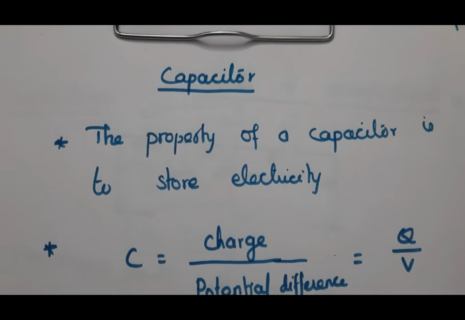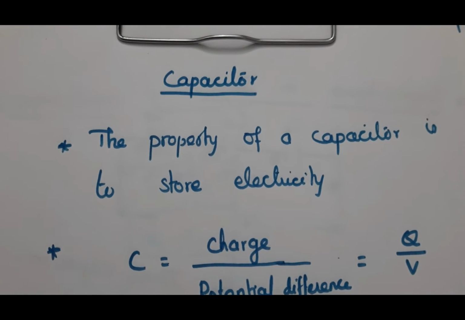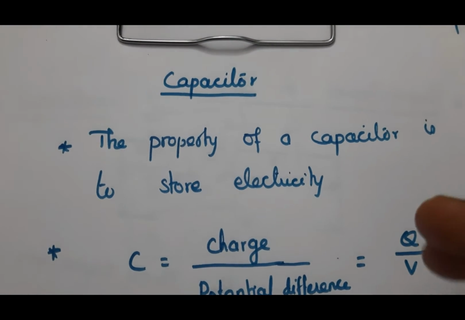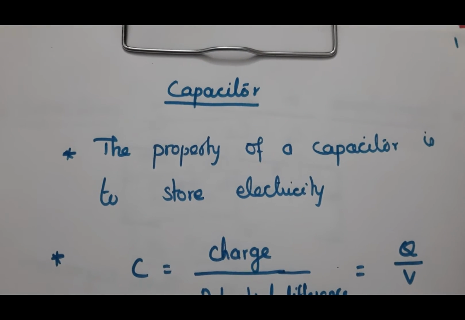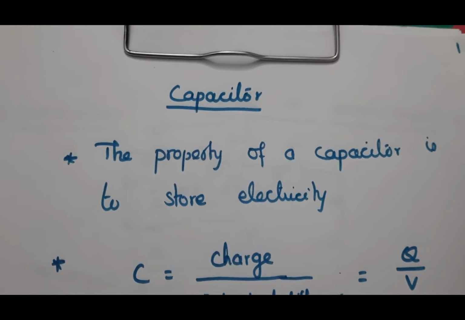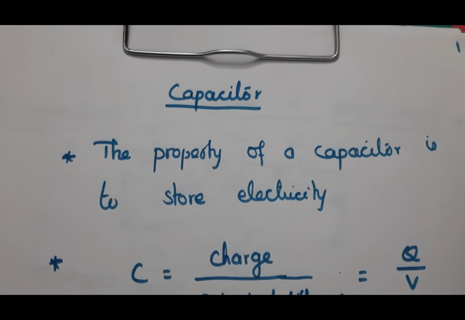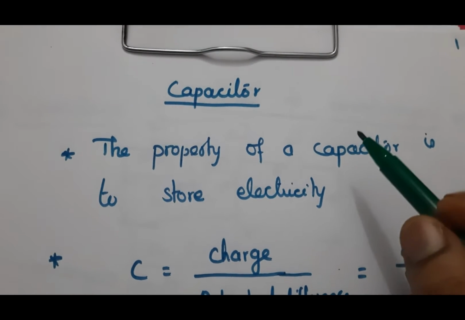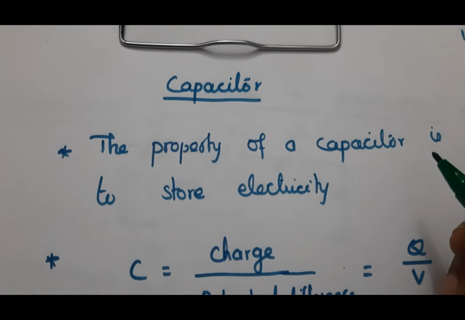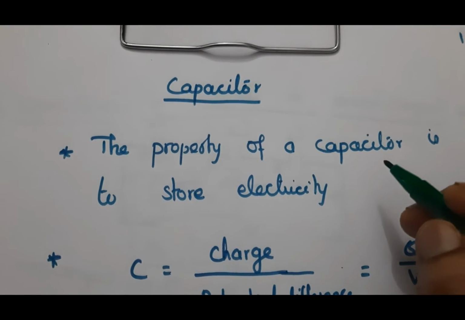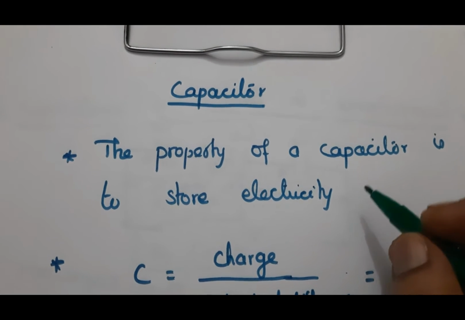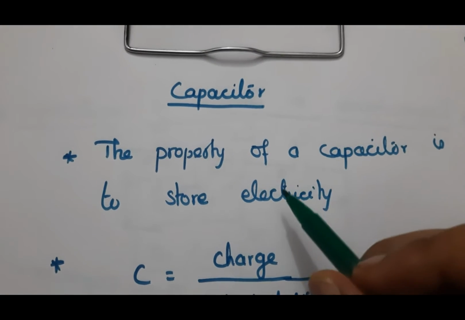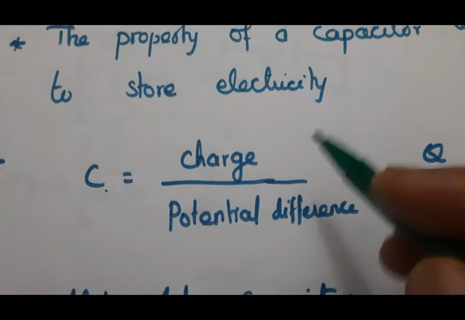Hello friends, in this video we are going to see about capacitor and how to find the total capacitance value in one circuit. In our previous video we discussed about resistance and how to find the equivalent resistance value. In this video we are going to see about capacitor. First of all, the property of a capacitor is to store electricity.